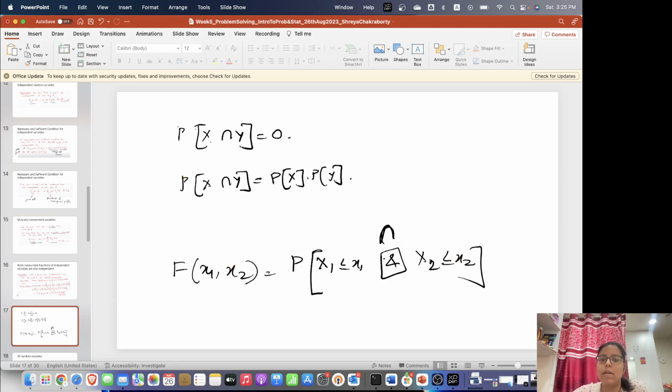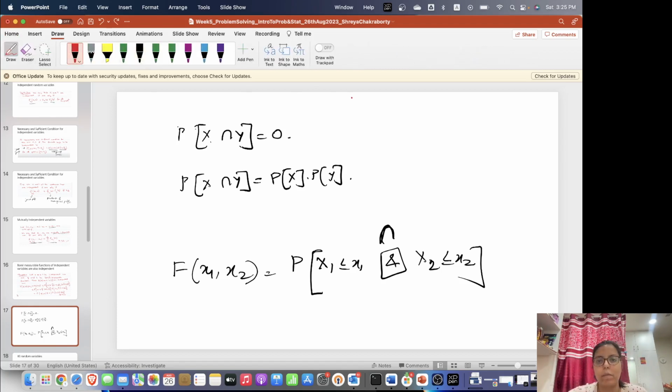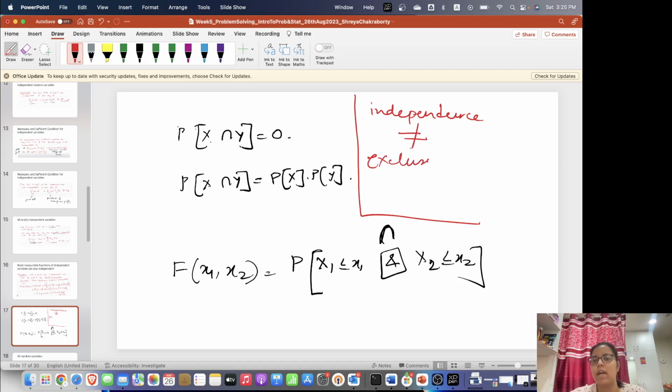No, exclusive means that both of these cannot happen together. Yeah, because of that word mutually, I got confused. I thought you had written it for mutually exclusive. No. This is a very confusing thing. Lots of people get confused. Independence is not equal to exclusive. Exclusive means that two events will not occur simultaneously.